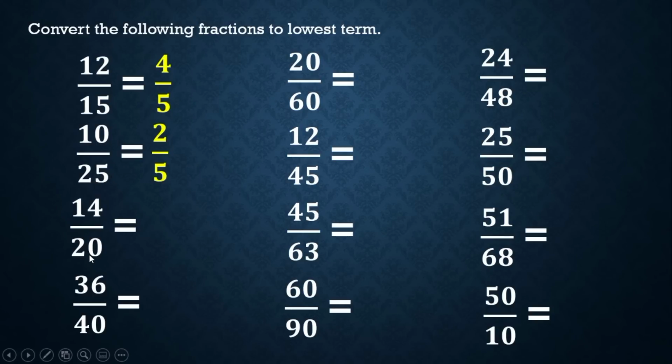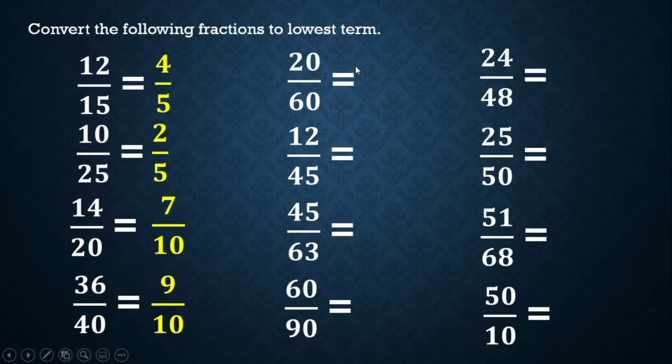14 over 20, ano yung lowest term nito? 7 over 10. Kasi ang greatest common factor lang ng 14 and 20 ay 2. So 14 divide 2 kaya 7, 20 divide 2, 10. So 36 over 40. Ano yung greatest common factor ng 36 saka 40? So pwede natin dyan yung 4, no? So that is 9 over 10.